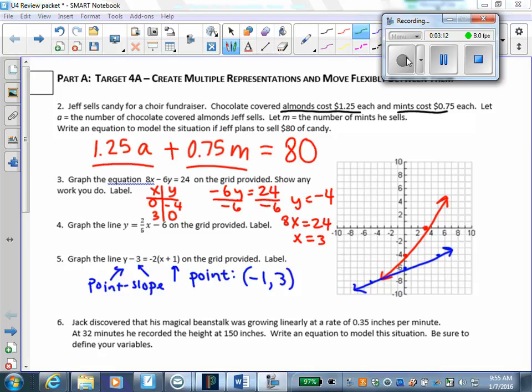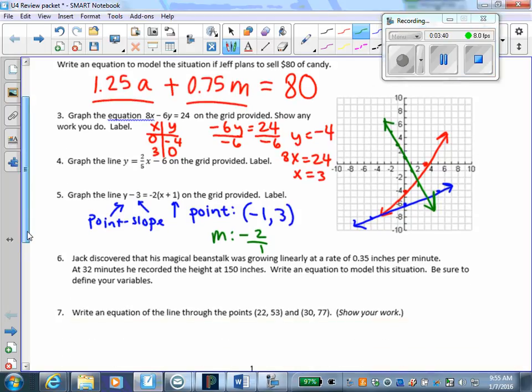I'll do this one in green. So negative 1, 1, 2, 3, right here. And then my slope is negative 2, which is really negative 2 over 1. So I'm going to go down 2 to the right 1. And I could go up 2 to the left 1. Overall, it has a negative slope because it's falling. All right, those are my 3 lines for 3, 4, and 5.